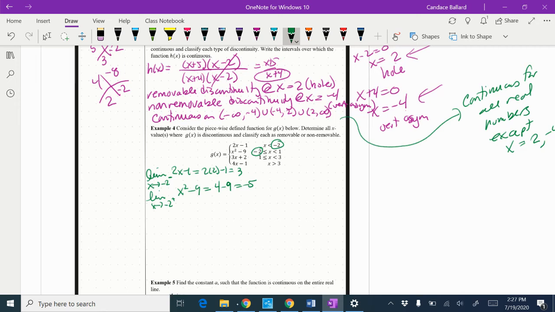And that would be non-removable. So you might want to just write that there. We'll do an official one later. Okay, all right, we're going to do the next one, and it looks like it's at 1.